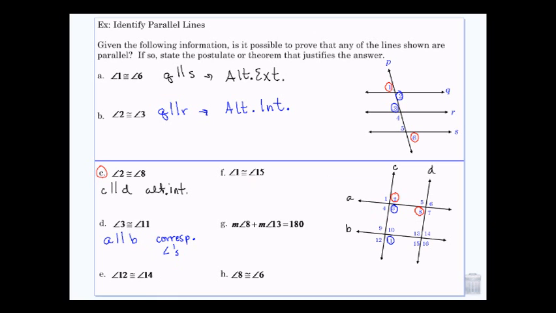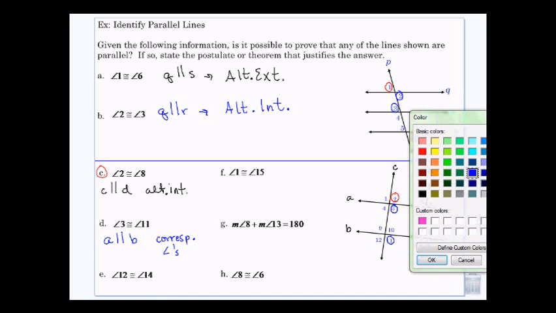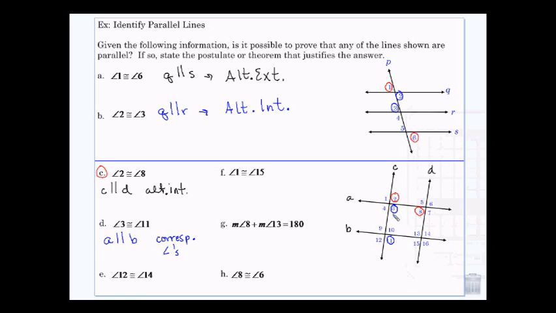Wait, you do say 3 and 11? Hot pink. Yeah, 3 and 11. Where's that? It's right there. Okay, got it. That's corresponding angles, yeah.